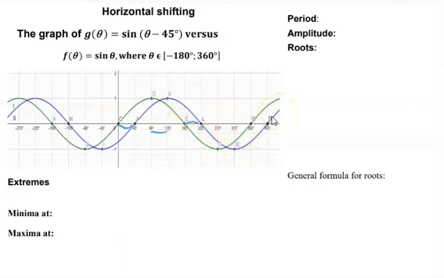You will see that the period is still 360 degrees. The amplitude is still 1.